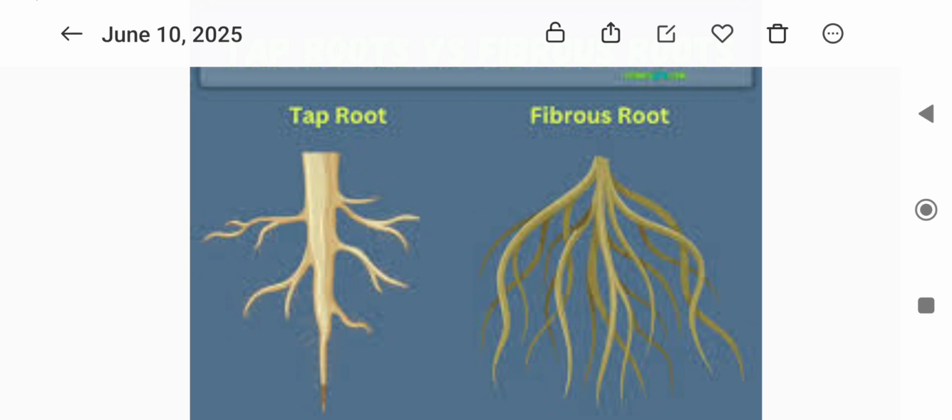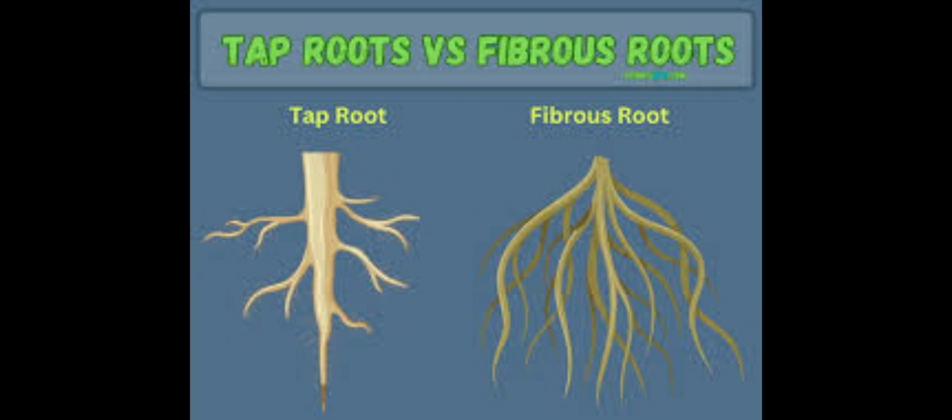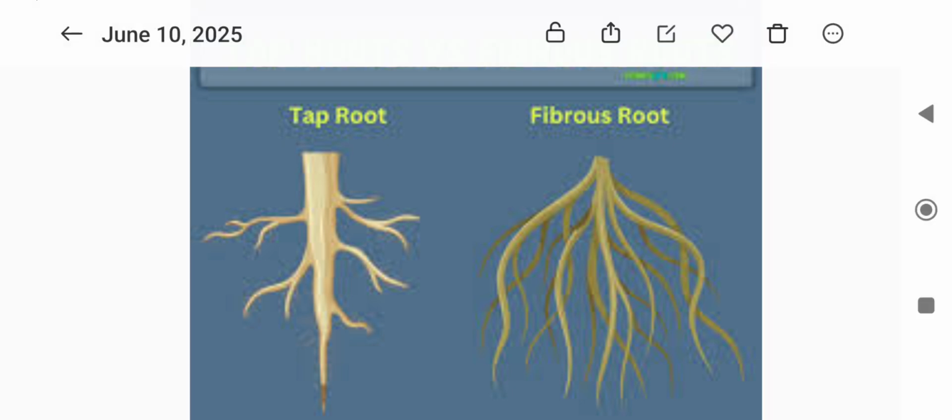This image is also regarding the taproot and fibrous root system. This is the main root, nothing but the taproot. This taproot has branches. In the case of the fibrous root, all the roots originate from the base of the stem. Clear?